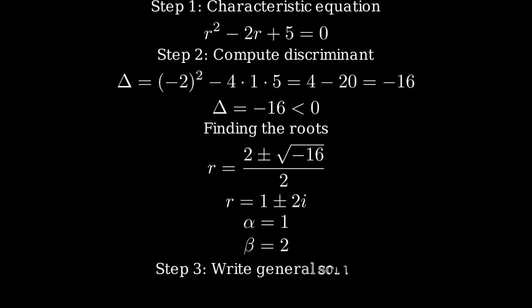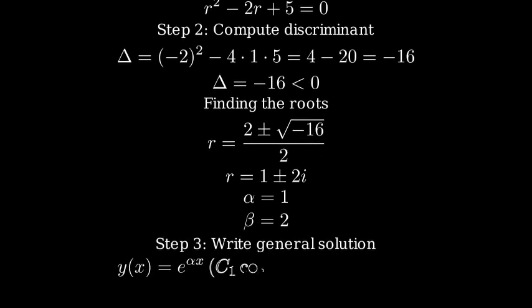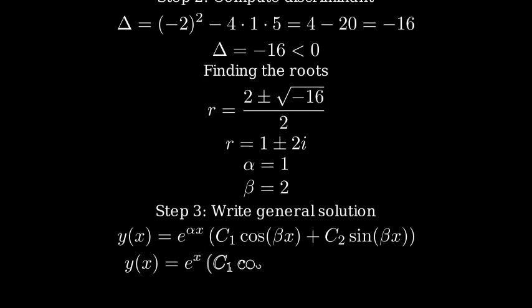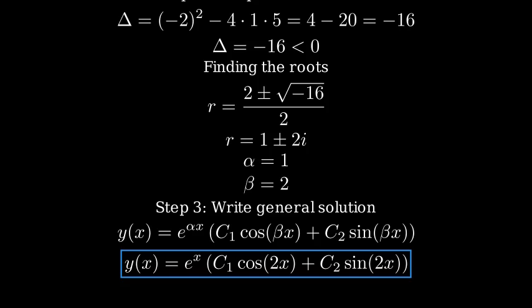Step 3, we write the general solution. y of x equals e raised to the power alpha x times the quantity c1 times cosine of beta x plus c2 times sine of beta x. Substituting our values, we get y of x equals e to the power x times the quantity c1 times cosine of 2x plus c2 times sine of 2x.